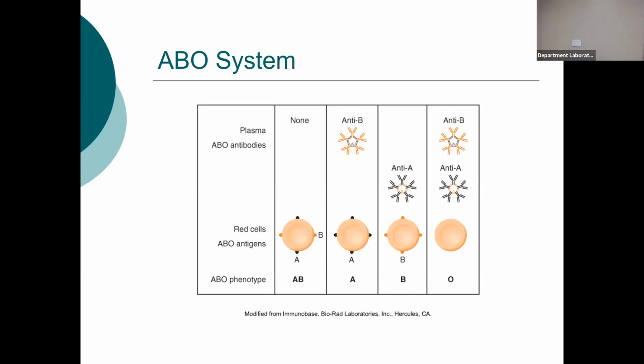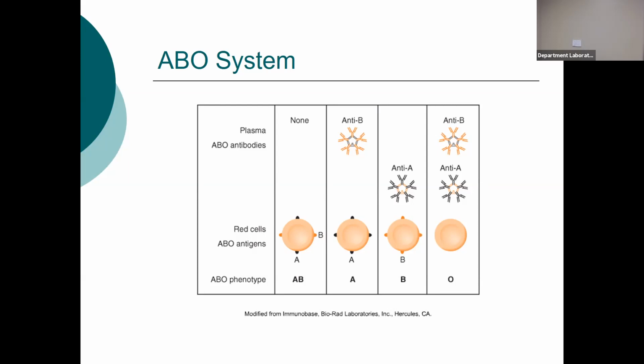The antigen, each of these little dots represents the antigen on the cell. So for AB patients, notice that they have both the A antigen and the B antigen, no ABO antibodies in their plasma. Okay. For type A patients, they only have the A antigen, so they have anti-B in their plasma. B has the B antigen, so they have anti-A in their plasma. And then your group O people, they don't have any of the ABO antigens on their red cells, so they will have both anti-A and anti-B in their plasma.